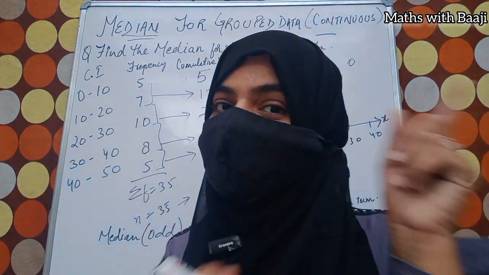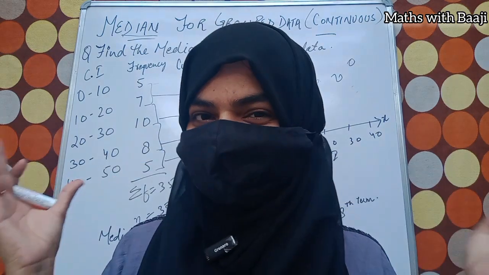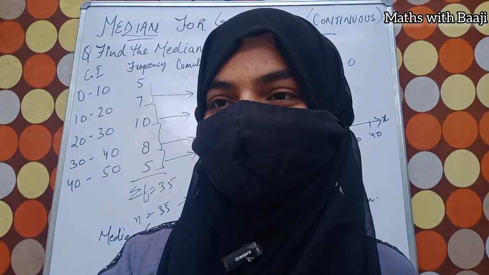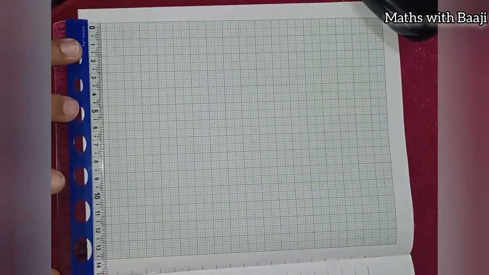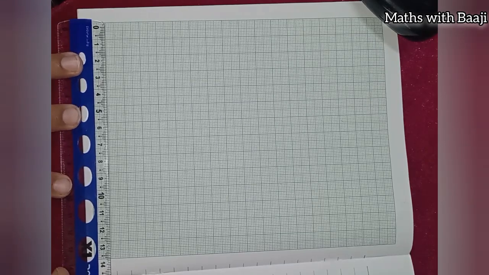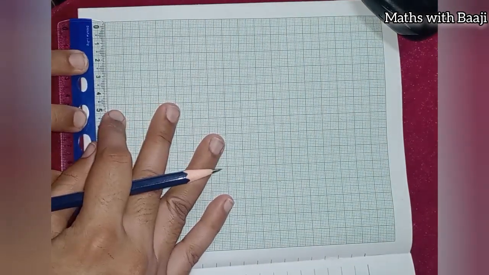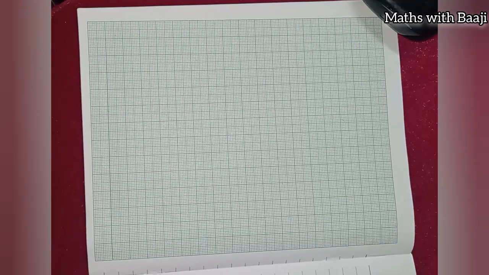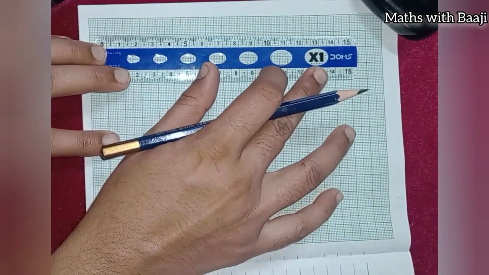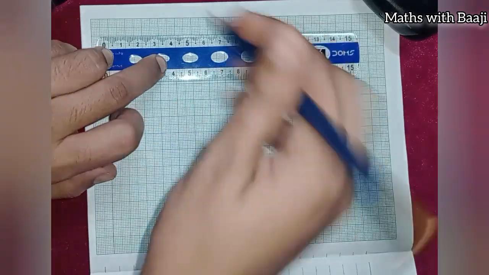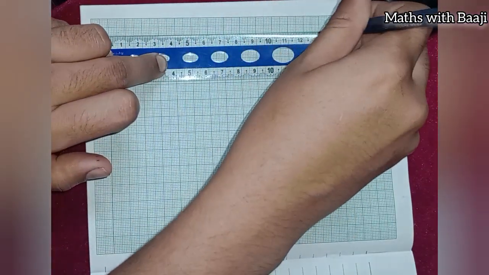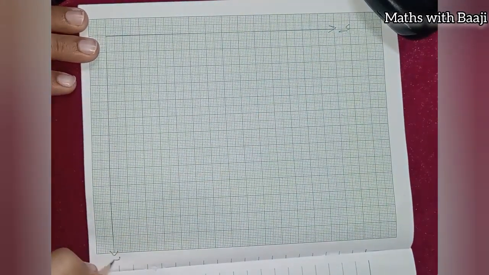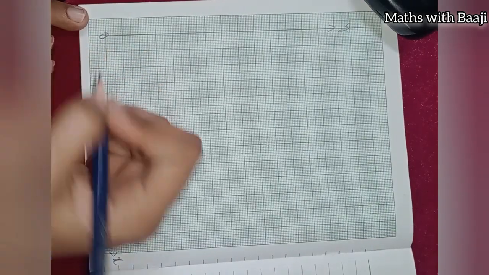So let's move to what? Graph part, for the continuous grouped data. With our graph work for the continuous one, here I'll be drawing the X-axis. I hope you all know what the X-axis and Y-axis are. And here I will be taking the Y-axis. This is the Y-axis and this is the X-axis, and this is going to be the origin 0.